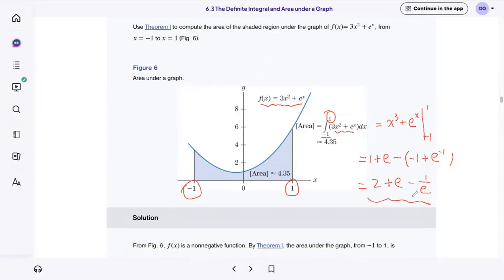Okay, usually we take this one. If it's not an application, we just take this pure mathematics solution. So 2 plus e minus 1 over e. Well, if it's an application, we really want to find the area of this, so we can go to the calculator. So it's approximately 4.35.